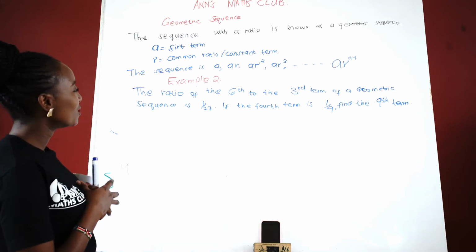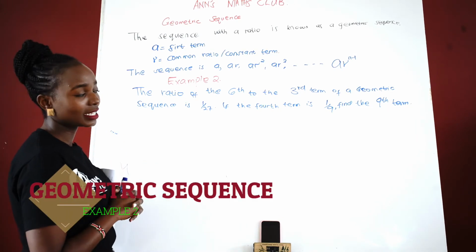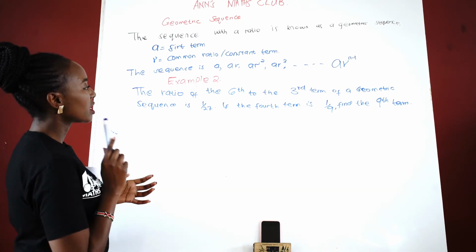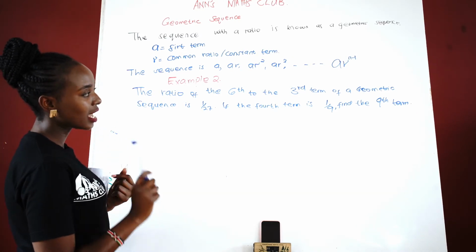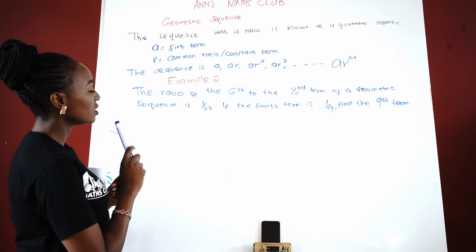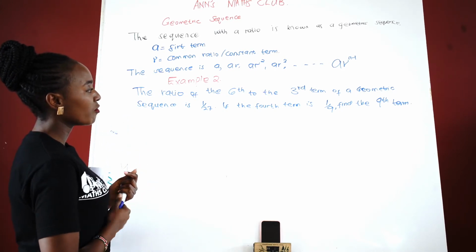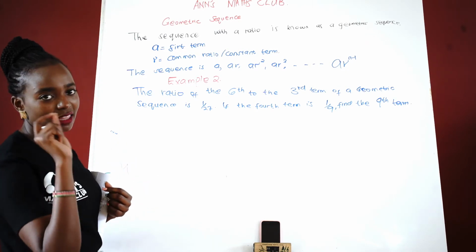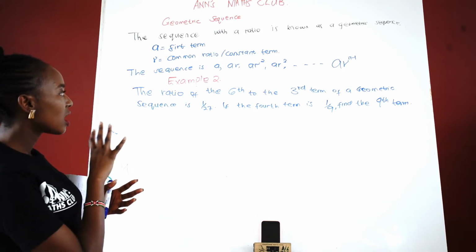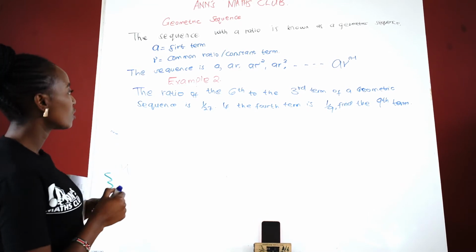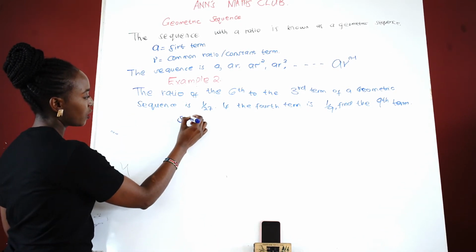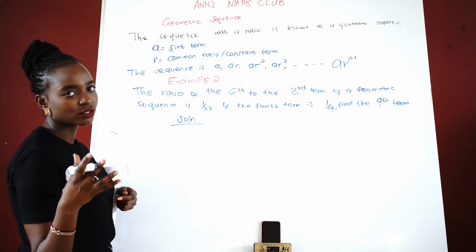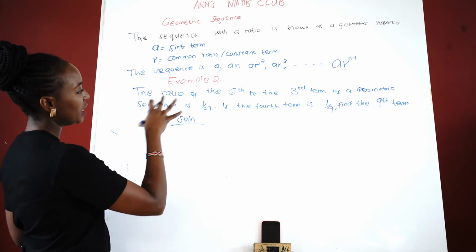Amazing. So let's move to example 2, still under the topic geometric sequence. The question is: the ratio of the 6th to the 3rd term of a geometric sequence is 1/27, and if the 4th term is 1/9, find the 9th term. As you can see, this question needs a lot. So again, you state your solution, and in mathematics, you need to work with what you have. So you need to understand what we have here.